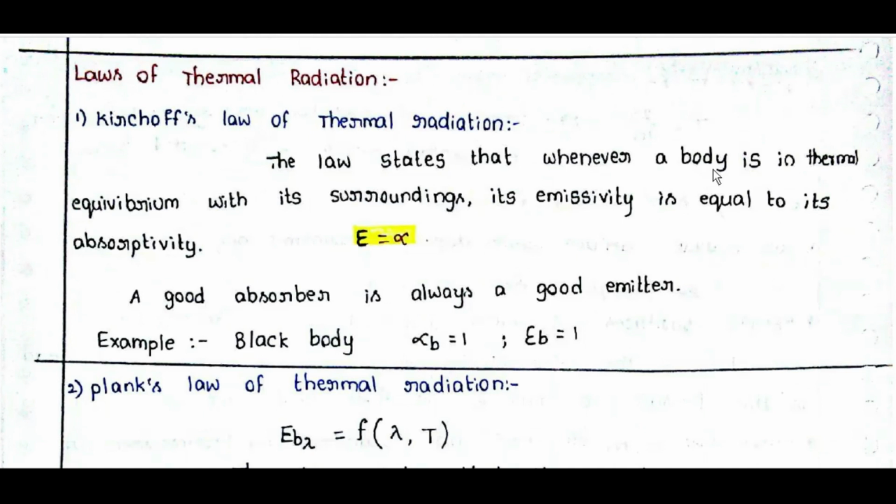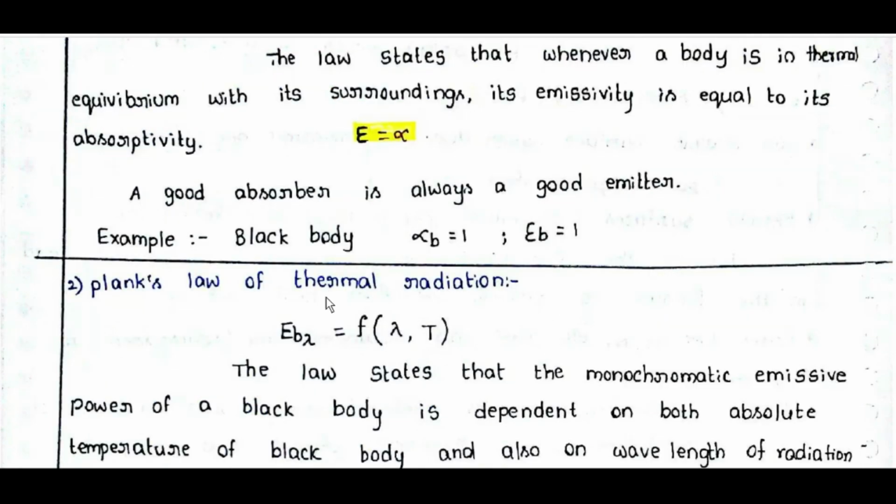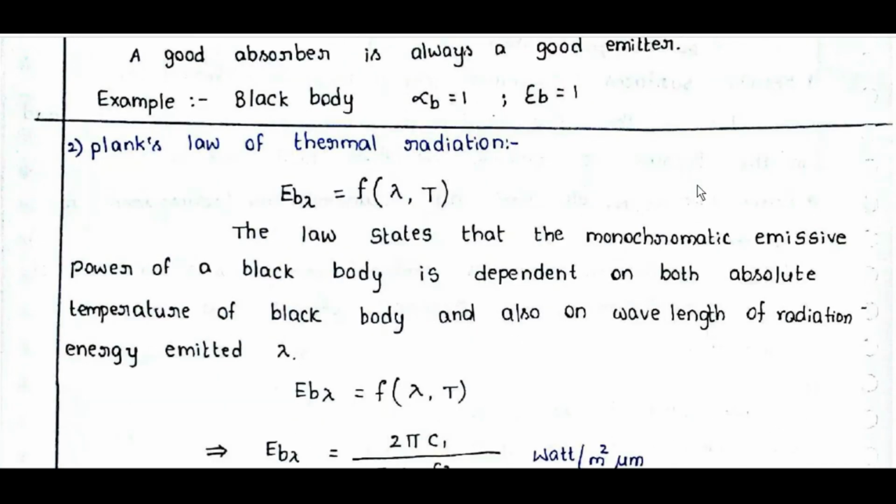Laws of thermal radiation, Kirchhoff's law of thermal radiation. The law states that whenever the body is in thermal equilibrium with its surroundings, its emissivity is equal to absorptivity. Epsilon is equal to alpha. A good absorber is always a good emitter. Example, black body. Alpha B is equal to 1, epsilon B equal to 1.